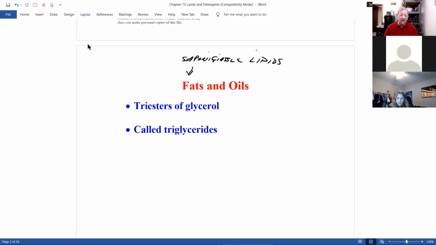Now, what's a fat and oil? Well, it's a triester of glycerol, also called triglycerides.